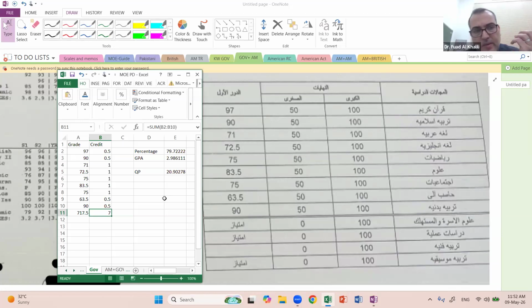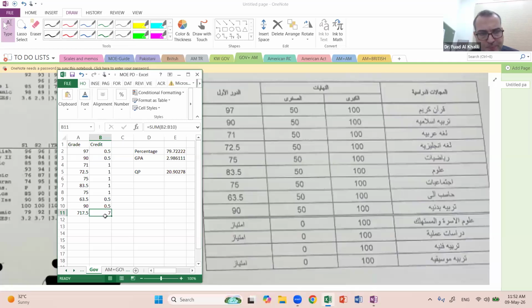Now the credits for grade 9 are almost seven credits in the ministry. Quran, they consider it half. Tarbiyah Islamiyya, half. Arabic, 1. English, 1. Math, 1. Ulum, science, 1. Ijtimaiyat, 1. Hasib Ali, half. Tarbiyah Badaniyya, half. And the total is 7, if you notice.